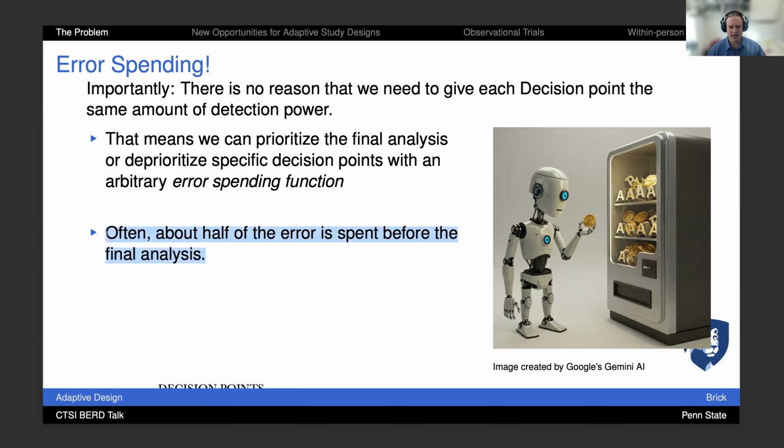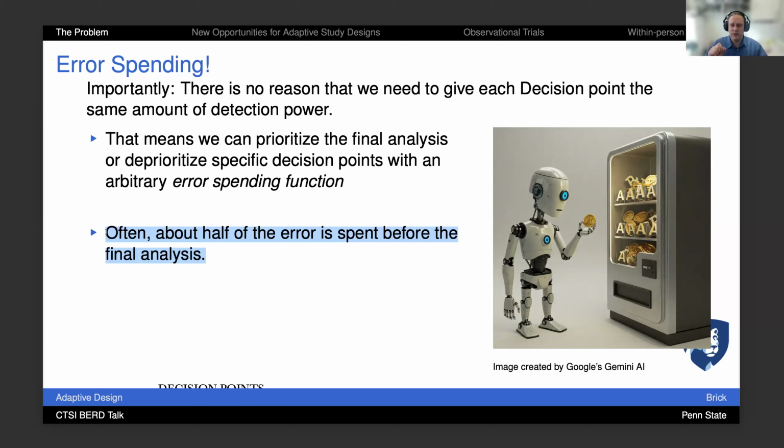The ballpark that I see most, and this is just me talking, this is not from, say, rigorous literature review, people tend to save about half of their error. They tend to save about 0.025 for the final analysis, and then split up the rest somehow in between. But again, that's just kind of me squinting and tilting my head to look at it.